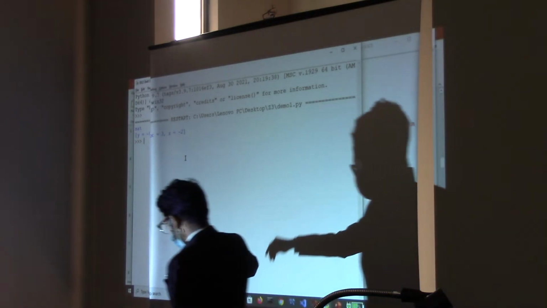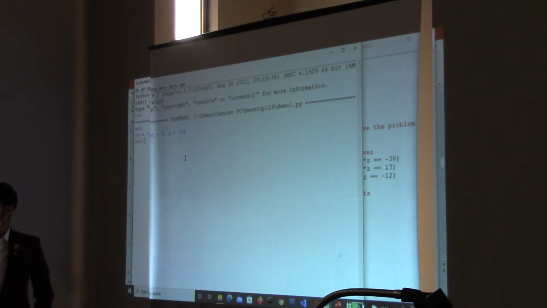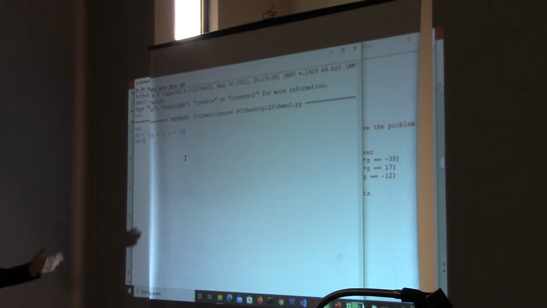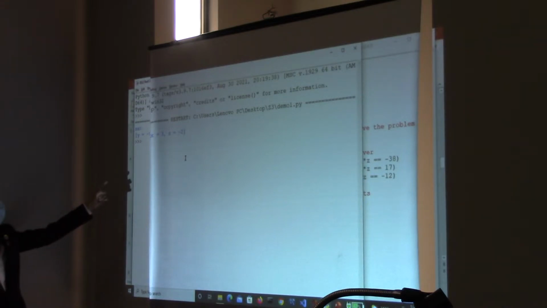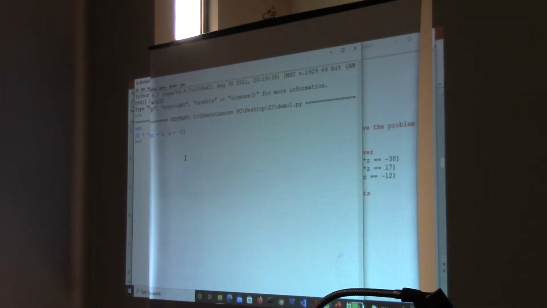Does someone want to guess what this SAT means? Anyone want to guess? Satisfied? Perfect, yeah. SAT means satisfiable. That means our equation is satisfiable. And on the second line, it gives us the values. For example, we have x equal 3, z equal -2, and y equal -8. If you were to go back and plug those values into the equation, you will see it satisfies.